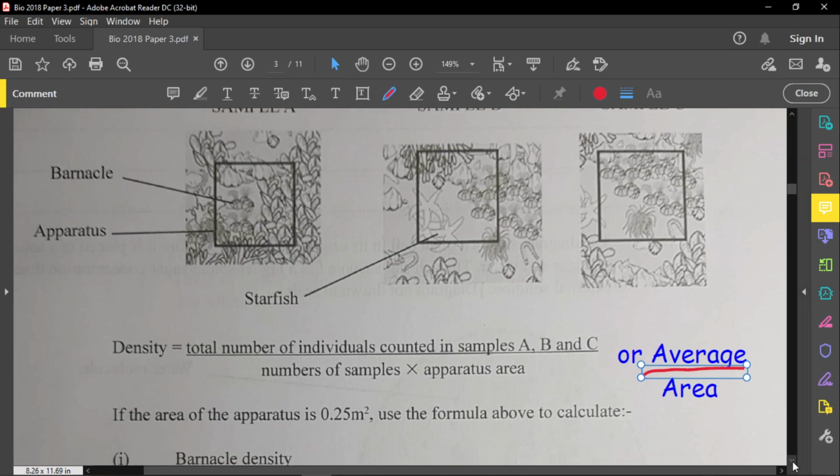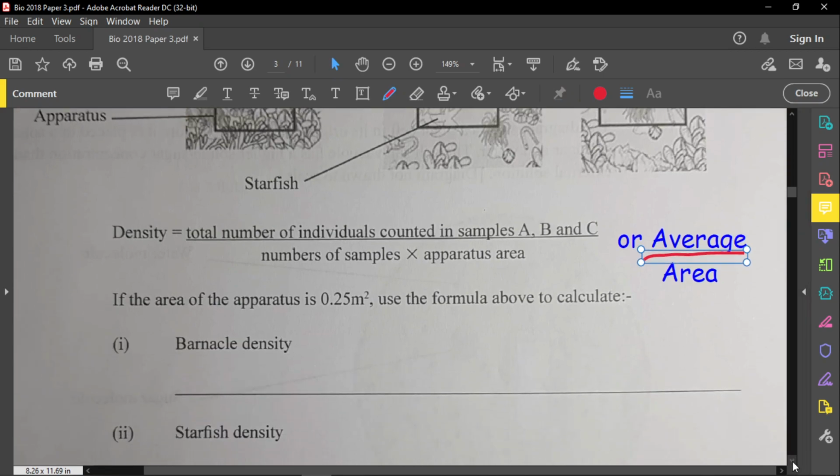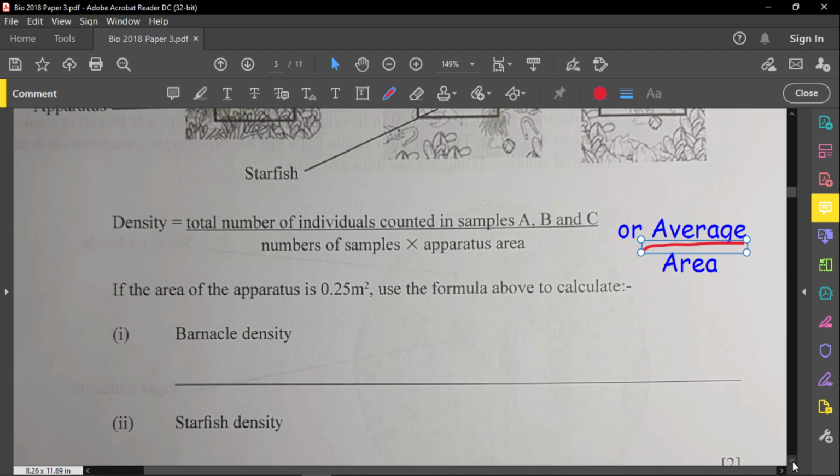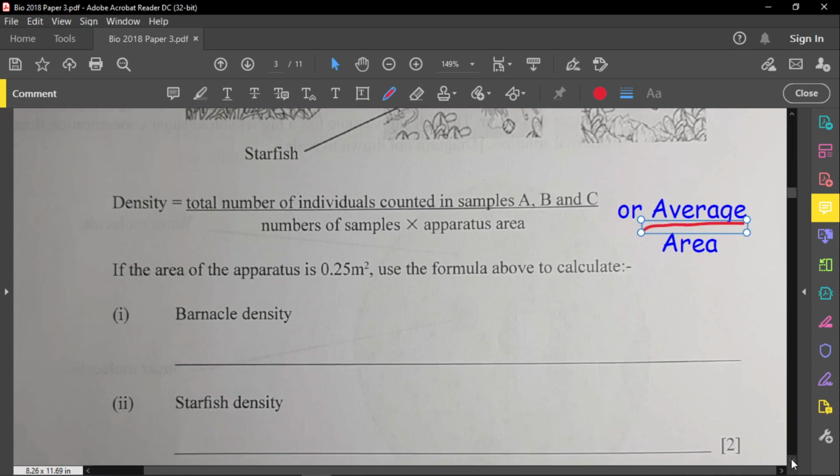All right, so now let's go down to the question. Now it said, if the area of the apparatus is 0.25 meters squared, use the formula above to calculate barnacle density. And when we talk about density, we're talking about how dense the population of barnacles is. All right, how many organisms are there, or how many of that species are present in that particular area. Okay, and so let's jump into the barnacles. First, you have to count the total. Okay, you need the total number.